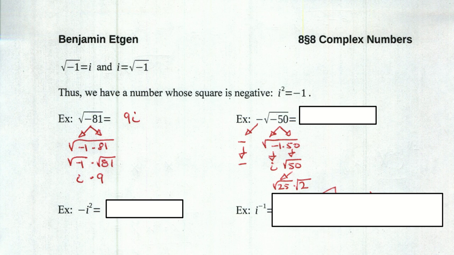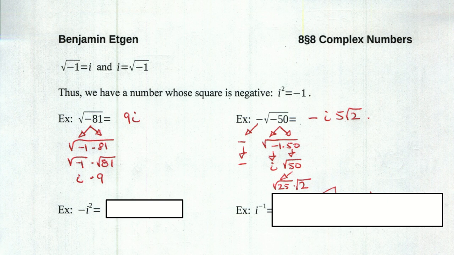So when we collect all these things up, what do we got? We've got a negative, an i, a 5, and a square root of 2. So all of those things together, negative i, 5, square root of 2. That's exactly the same number, just written in a different way.